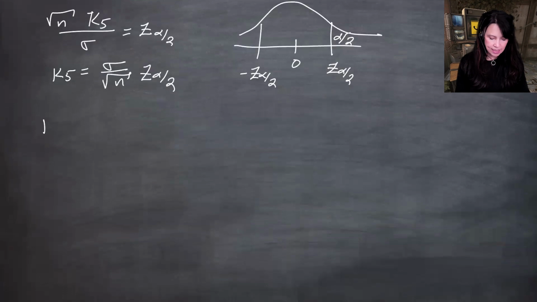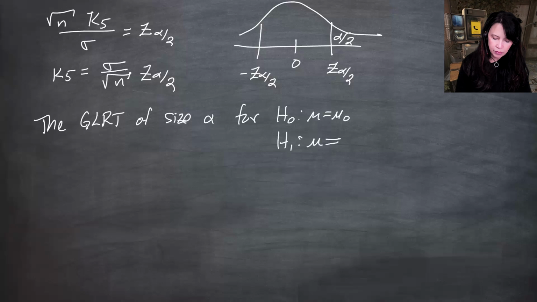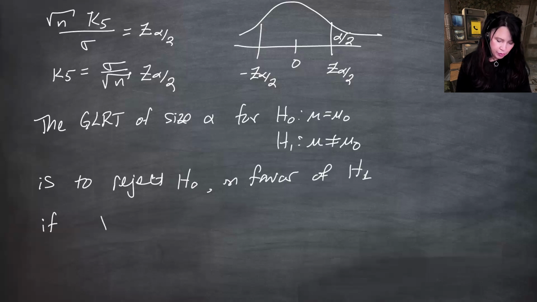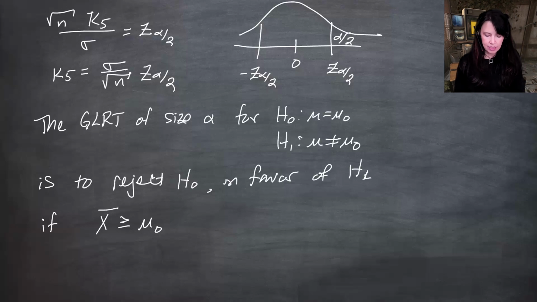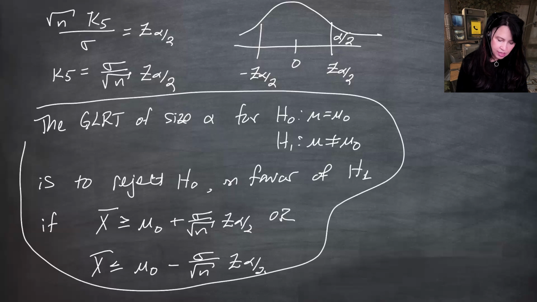And the final test, the GLRT of size alpha for the null hypothesis that mu equals mu naught versus the alternative that mu does not equal mu naught, is to reject the null hypothesis in favor of the alternate hypothesis if X bar is greater than or equal to mu naught plus sigma over the square root of n z alpha over 2, or X bar is less than or equal to mu naught minus sigma over the square root of n z alpha over 2. That is the GLRT. And we are done with option 1.